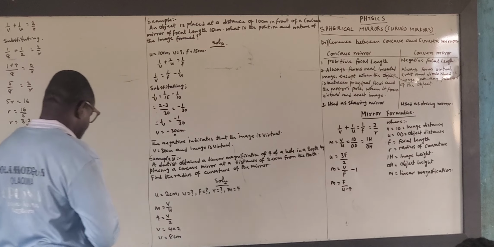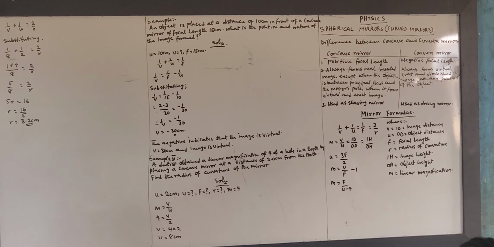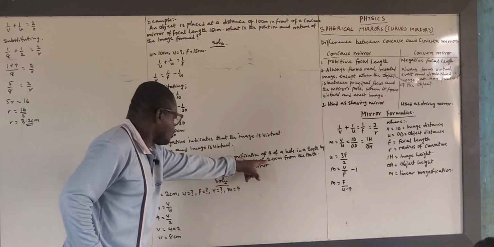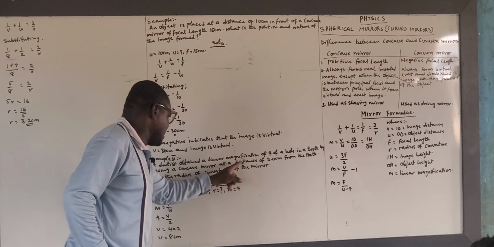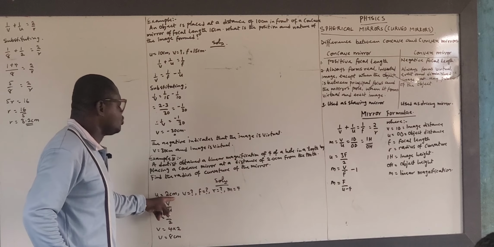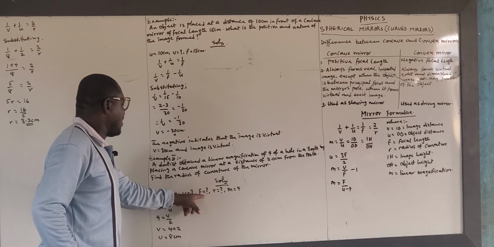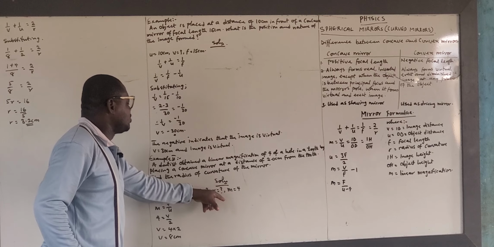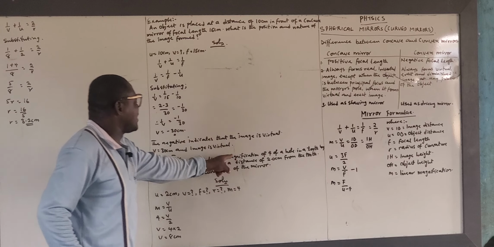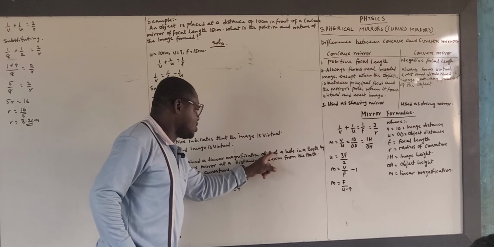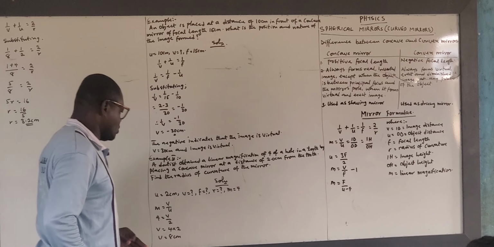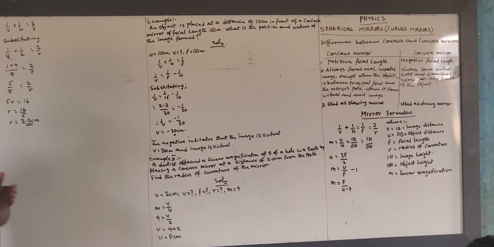So now we can say, solution. Our U here is 2 centimeter, that is the object distance. Our V is unknown, our F is unknown, our radius is unknown, but our magnification is known as 4. Yes or no?